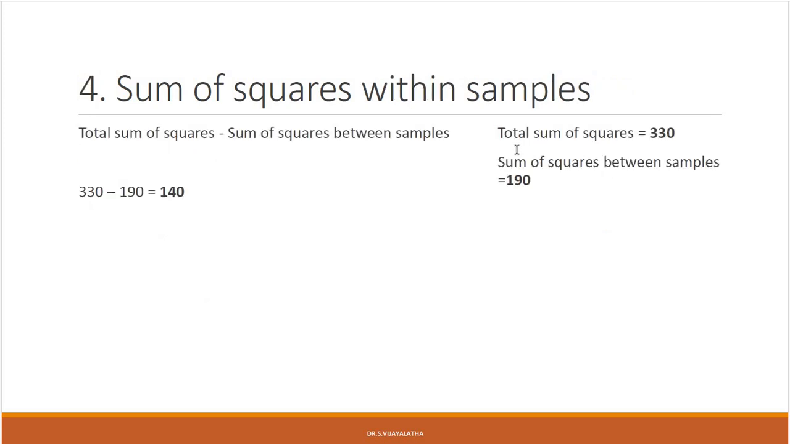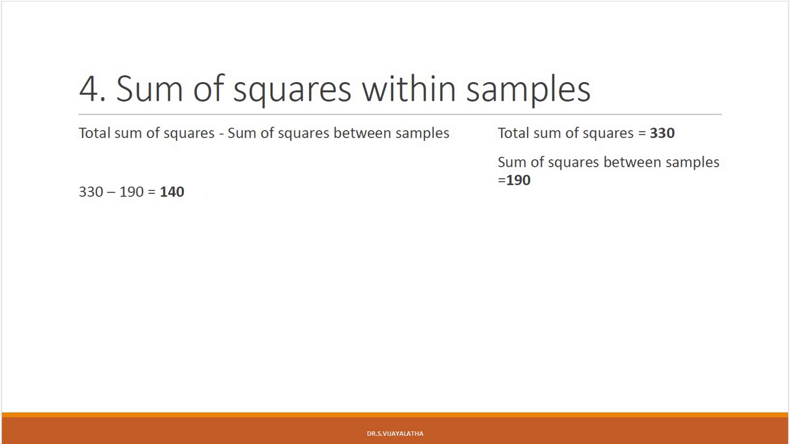So in the previous two slides, first thing we found out was total sum of squares, and the next thing which we found out was sum of squares between samples. These two values are required, so I have put it here. Now we have to find out sum of squares within sample, which is total sum of squares minus sum of squares between the sample, which is 330 minus 190, which gives us 140.